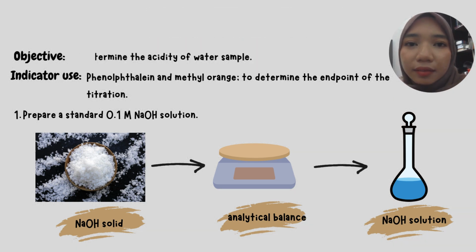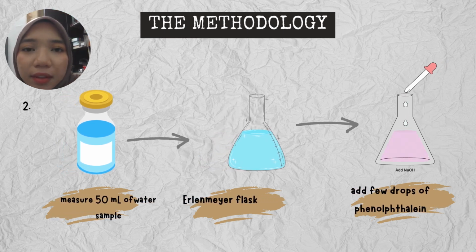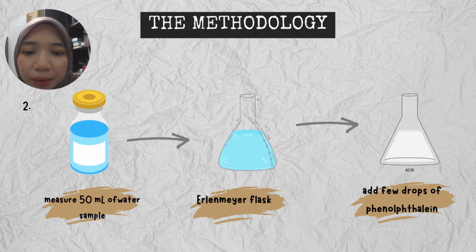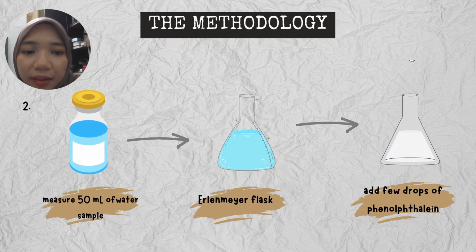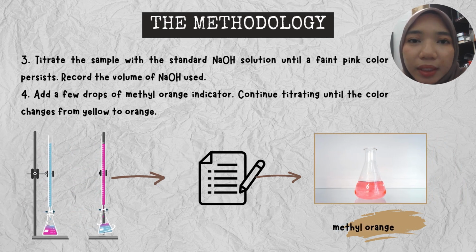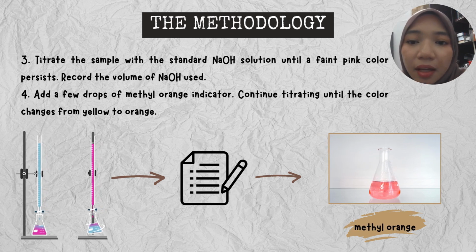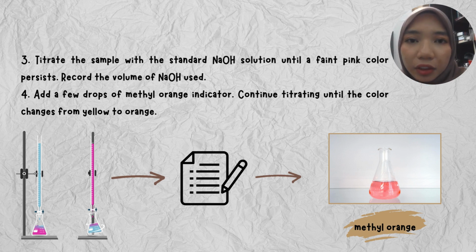The second procedure is we need to measure 50 milliliters of water sample into the Erlenmeyer flask and add a few drops of phenolphthalein. The third procedure is to titrate the sample with the standard sodium hydroxide solution until a faint pink color persists. Record the volume of sodium hydroxide used. The fourth procedure is to add a few drops of methyl orange indicator. Continue titrating until the color changes from yellow to orange.